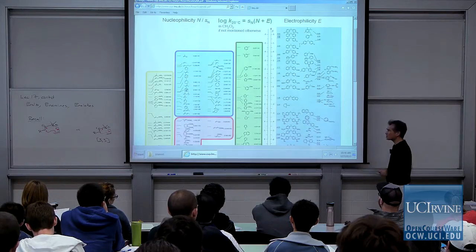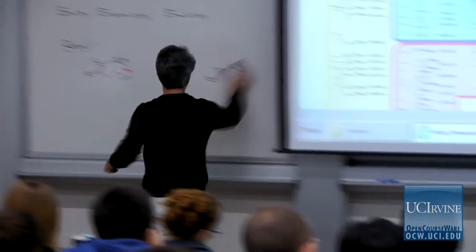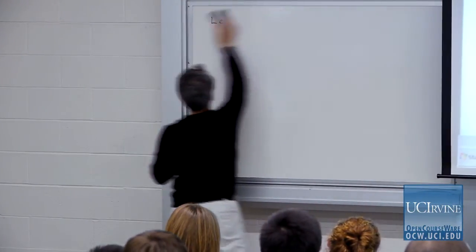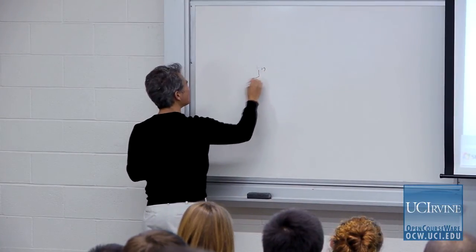Well, it matters what electrophiles you're looking at. And so what Mayr did that made these tables useful to organic chemists is he looked at reactions that organic chemists care about. He said, I'm going to look at reactions that form C-C bonds.